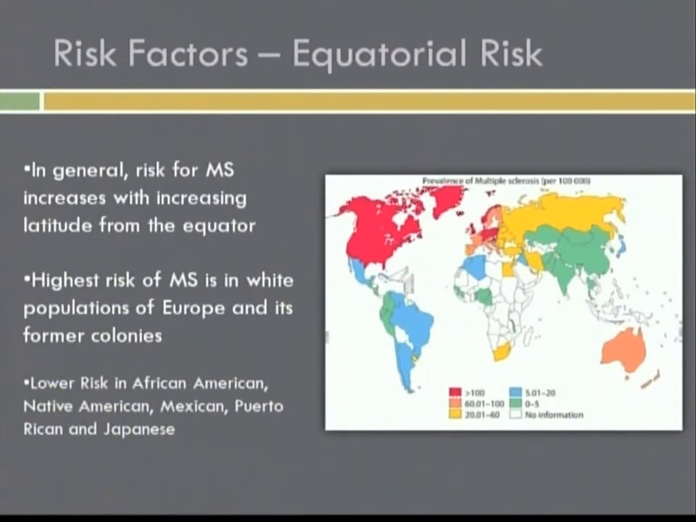Another thing that you may have heard about is the increase in MS in terms of where a person lives, in terms of the equator. So as a person moves away from the equator, they have an increasing risk for MS. And the highest risk of MS is in the Caucasian populations of Europe and its former colonies, and then lower risks in other populations. But everywhere that we have looked for MS, we have found it. But as you go up in latitude and away from the equator, the risk goes up.